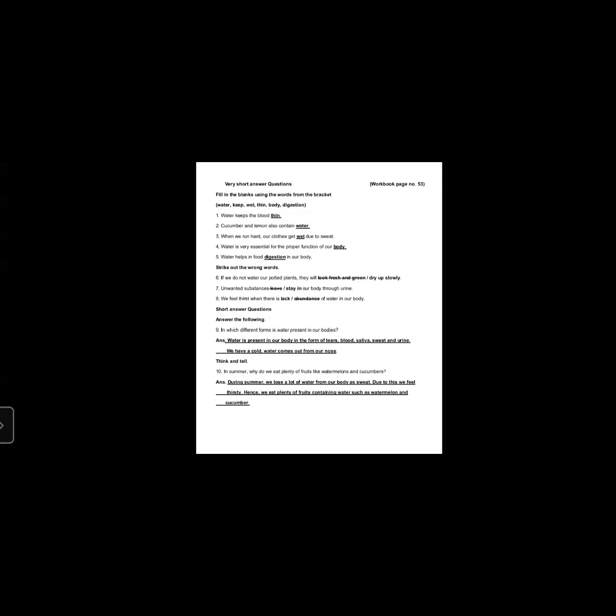Sixth one, if we do not water our potted plants, they will look fresh and green or they will dry up slowly. If you don't water the plants, what will happen? You have to cut, look fresh and green. So the right answer is dry up slowly. If you don't water them, what will happen? They will dry up slowly.